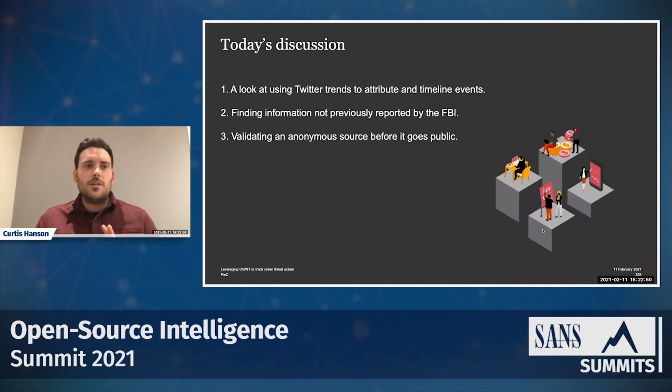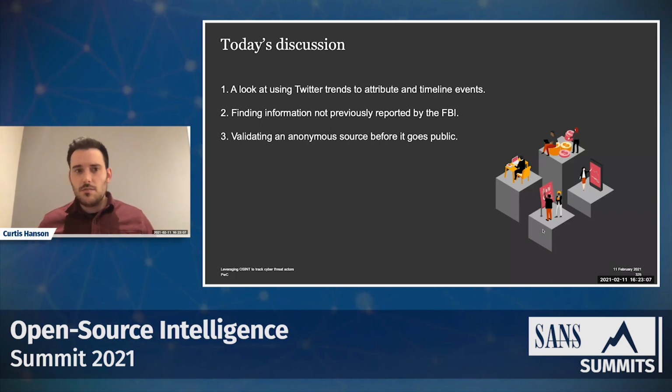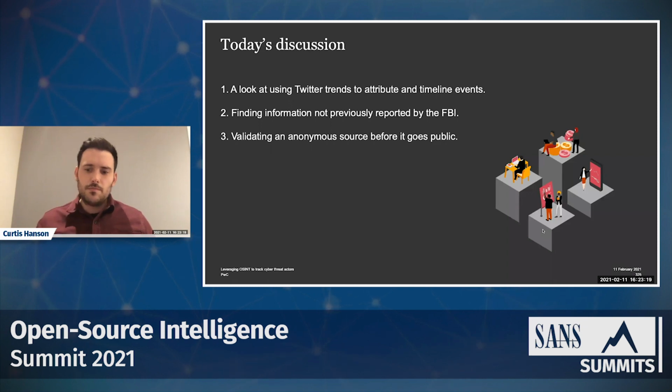So what exactly are we going to discuss today? The first thing I have for you is looking at Twitter trends and how to use those to attempt attribution and timeline events. Then we'll jump to the second case study, which is finding information that the FBI hasn't publicly released, even though they probably should. And we're going to round things out with validating an anonymous source before it hits the mainstream, creating that intelligence product before anyone else has their sights on it.